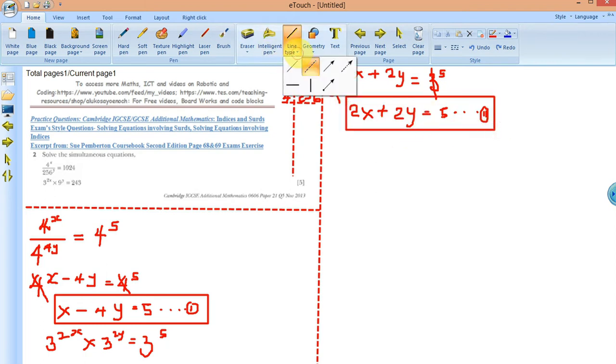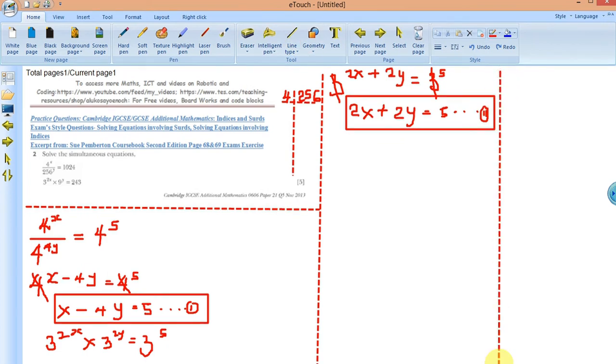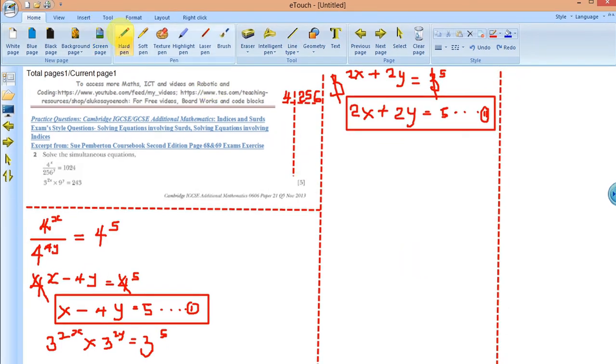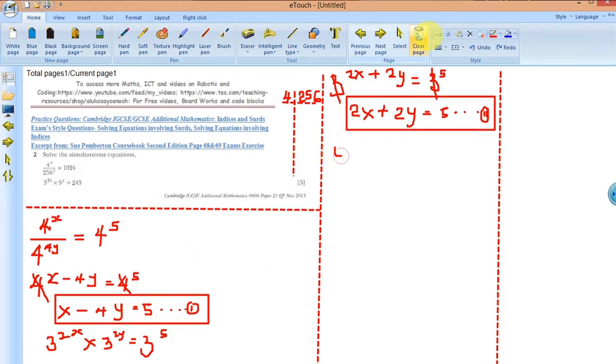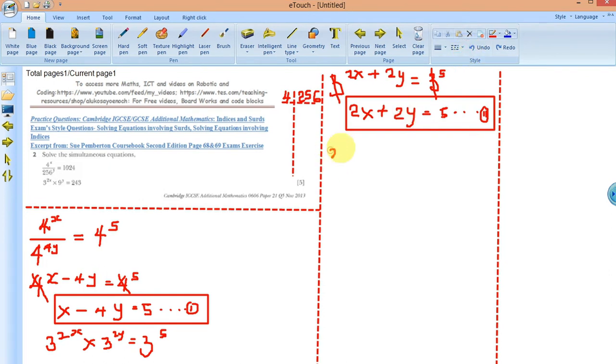I may need to demarcate my board. The very first equation I have here is x minus 4y equals 5. Sorry about that. x minus 4y equals 5, and that is the first equation. And the second equation is 2x plus 2y equals 5. Interesting, how come both equal 5? Cool. So this is equation 1.